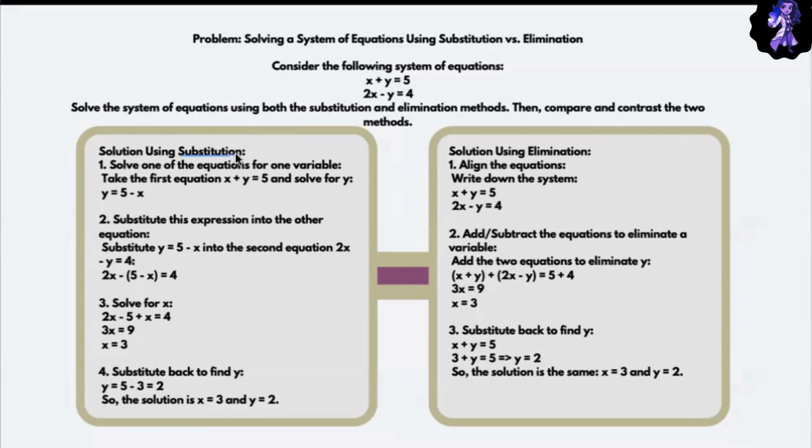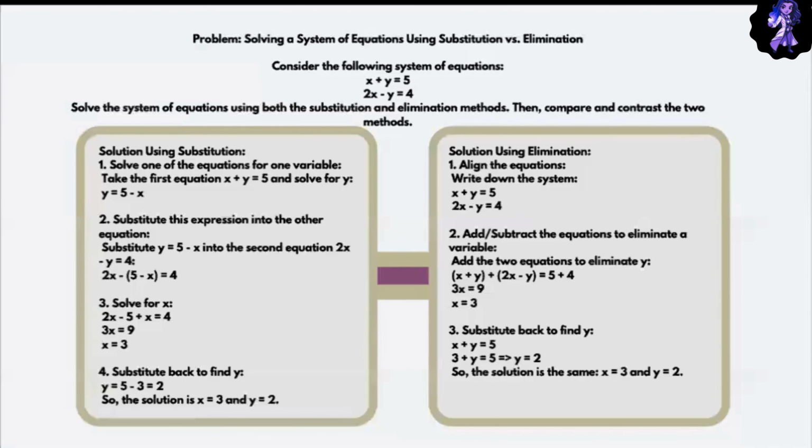So let's start off with substitution. In our first equation, x plus y equals 5, we're going to go ahead and switch that over so we get one variable on one side. This is going to make it easier for us to plug this equation into the second equation. So with that first equation, x plus y equals 5, we want to bring that x over to the other side. The only way that we can do that is subtract x on both sides.